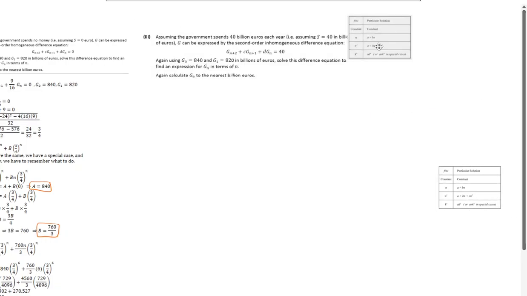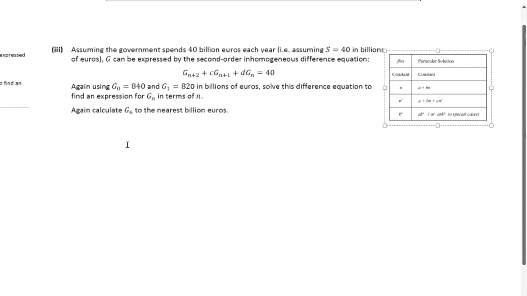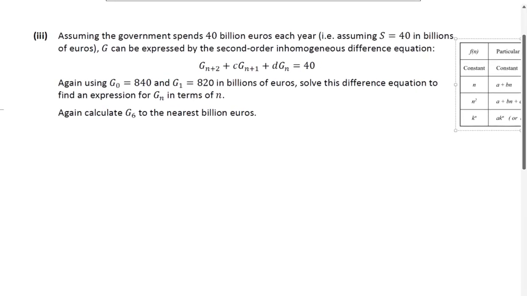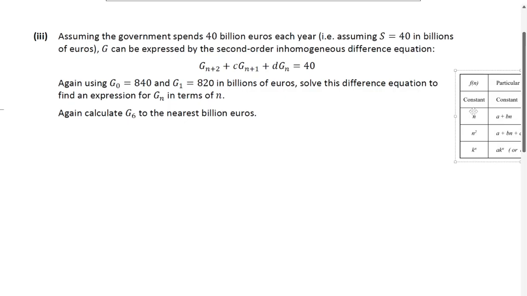I'm just going to put this up here. Assuming the government spends 40 billion euros each year, S equals 40, this can be expressed in the inhomogeneous difference equation. Solve this difference equation to find G in terms of N. So it's the same starting point, except instead of equaling 0 as in part 2, it's equaling 40, which makes it inhomogeneous.